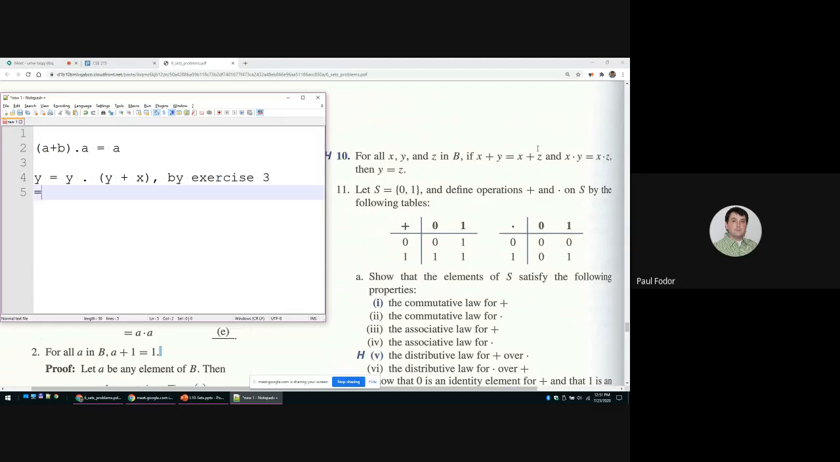So now we can distribute Y. This will be equal to Y intersect Y plus Y intersect X. This is just by distributivity.